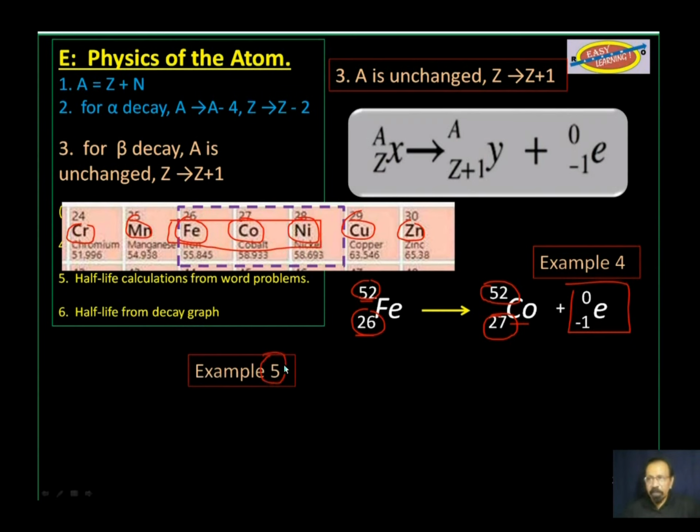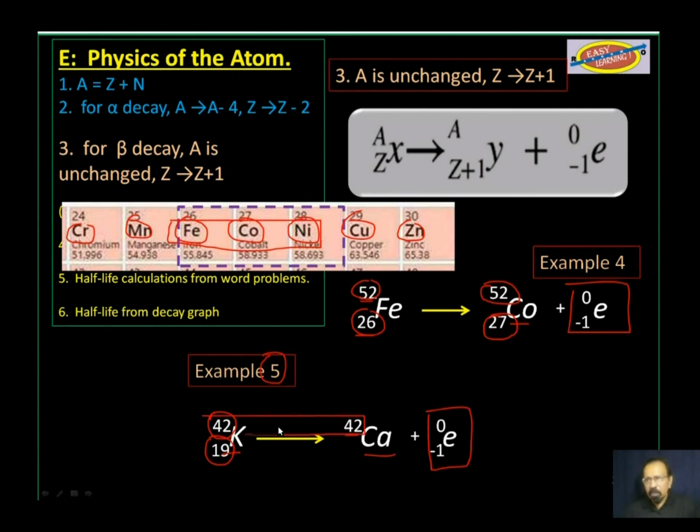Beta particle decay. Example 5, potassium, 19 and 42, which gives us calcium. Now remember the potassium and calcium business we were talking about, and their anomaly as it relates to the third shell and the fourth shell electrons. Okay, of course we get our electrons. Calcium 42 here, 42 there, no surprise. It is beta decay, but this 19 over here must become 20.